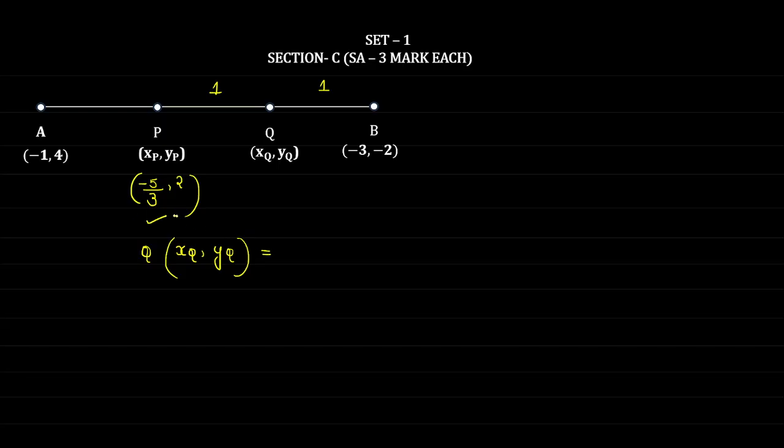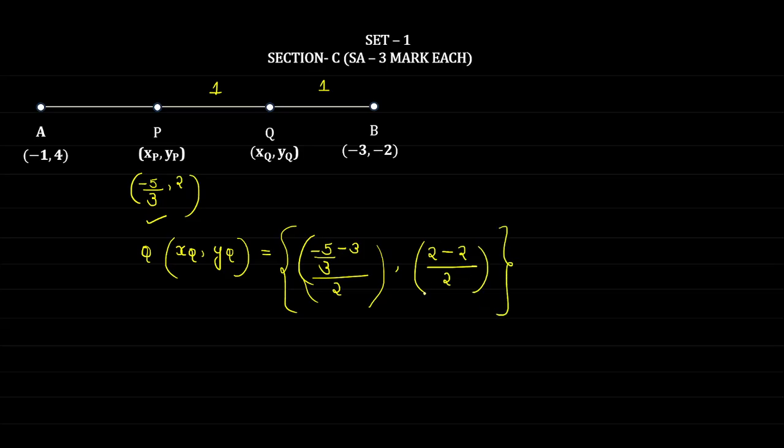So these are the x coordinates. Let me take the average here, minus 5 by 3, plus minus 1, so that is again minus, divided by 2, that will be the x coordinate. Okay, comma average of y coordinates, so that is again 2 plus minus 2, that is divided by 2. So this will be 0. Okay, definitely this will be 0. That means the y coordinate of this Q point will be 0.